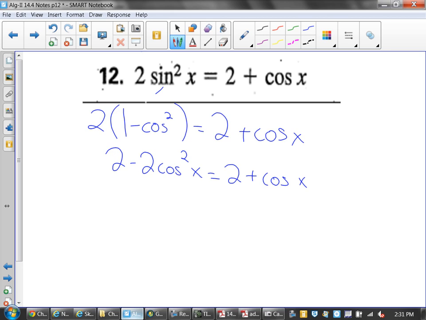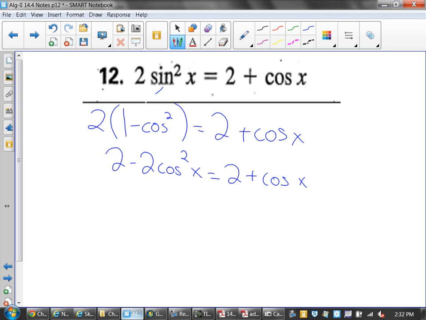Yes, sir? How did you change sine squared to 1 minus cosine squared? Sine squared plus cosine squared is? Oh. It's magic.